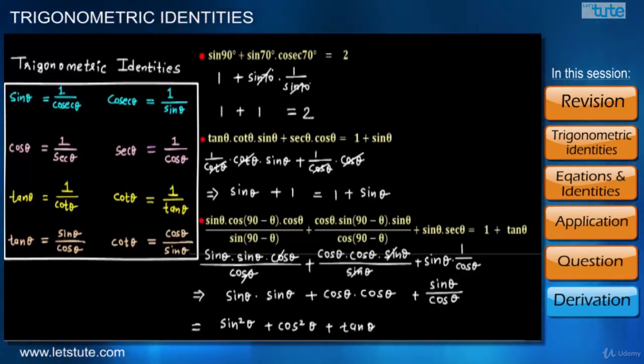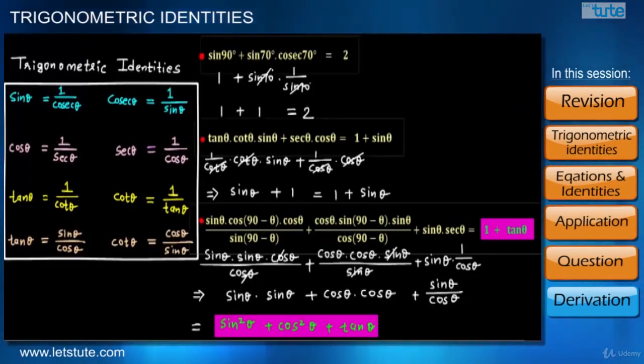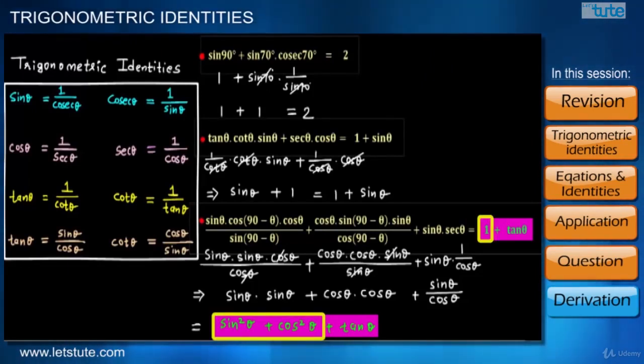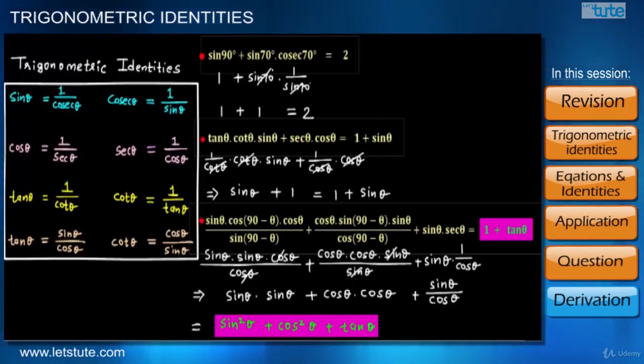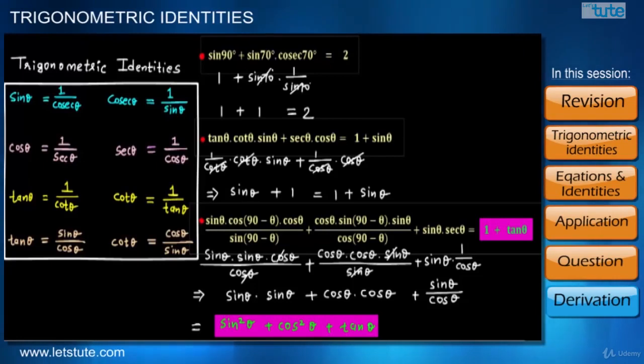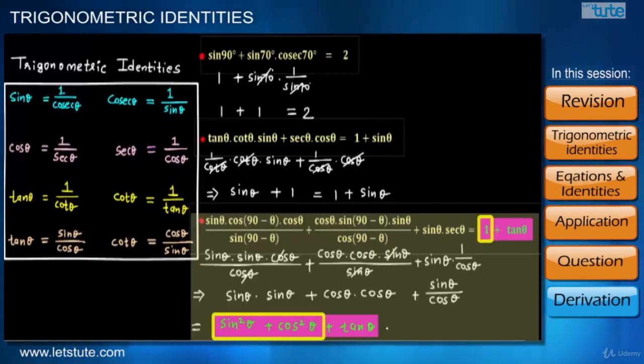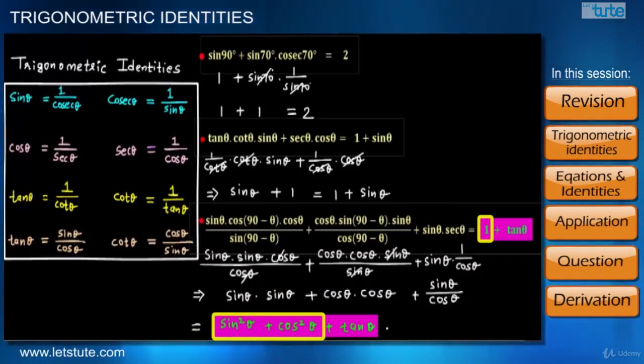tan theta. So now if we look at the left hand side, which is now simplified, and compare it with the right hand side, which is 1 plus tan theta, it seems that these both sides can be equal if somehow we can prove that sin square theta plus cos square theta is equal to 1. And then only the two sides will become equal, right? So let's hold on to this question for some time now and try to derive this relation, and then we'll come back to this question.